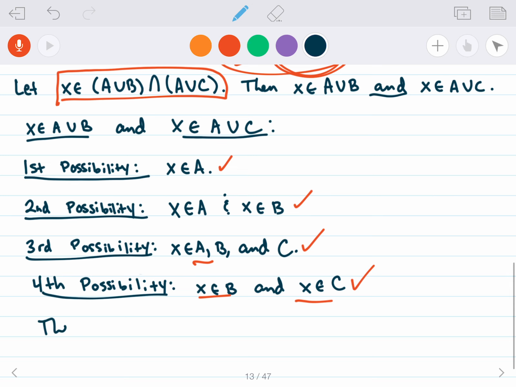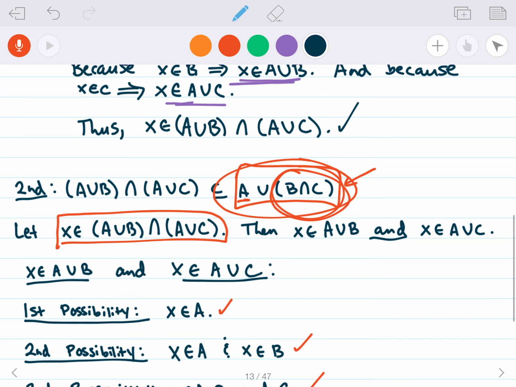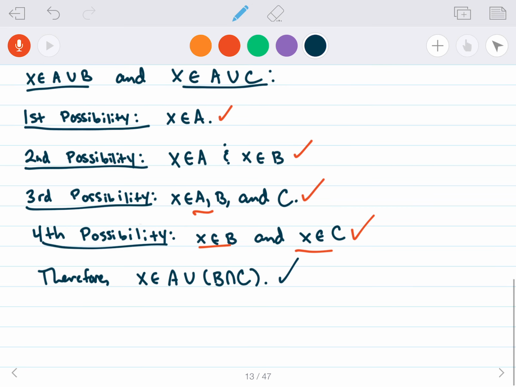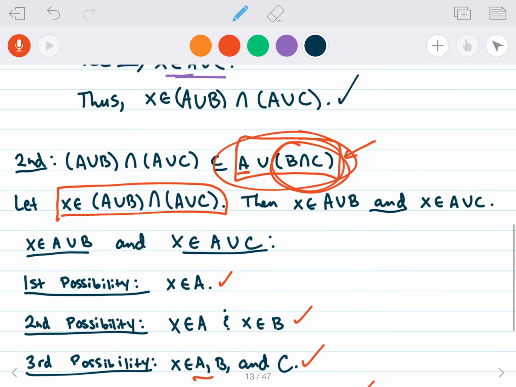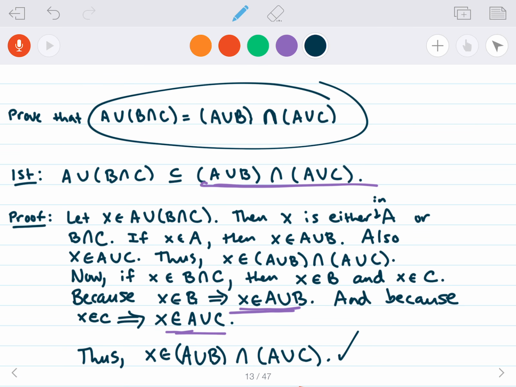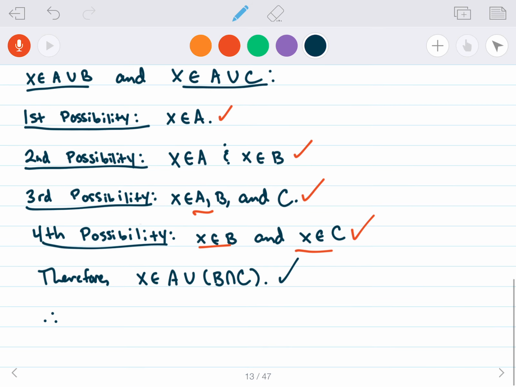So therefore, X is in A union B intersects C. And we are done. So we have shown both containments. And thus, these little 3 dots mean thus, or therefore, it's true that equality holds because we've shown both containments. I'm just going to say equality instead of writing the whole equation. But that's how that goes.